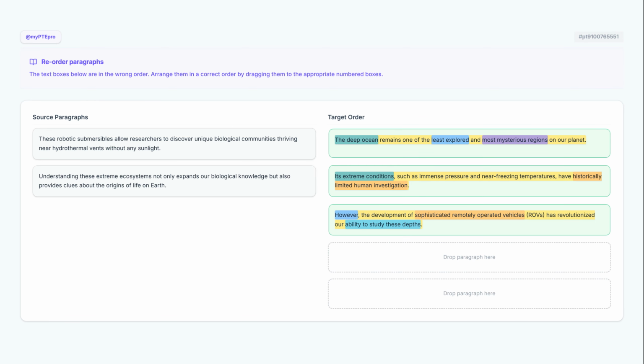I am placing this sentence in the third position directly after sentence 2, because the contrast marker, however, signals a move from the limited human investigation of the past to a new era of technological capability. The phrase, "these depths," serves as a definite reference back to the ocean regions discussed in the preceding text.